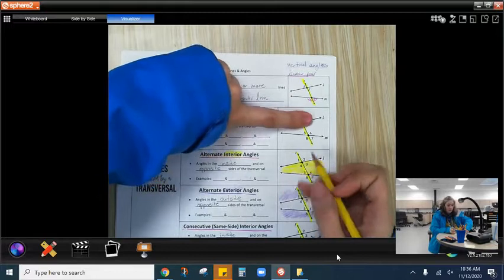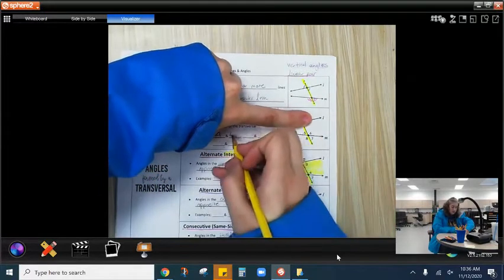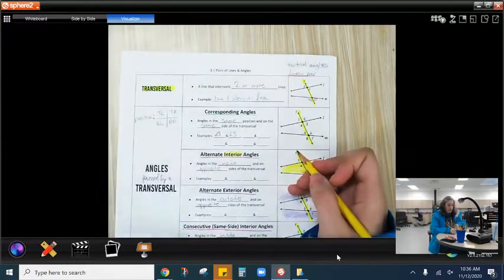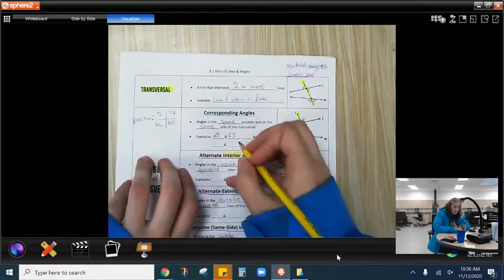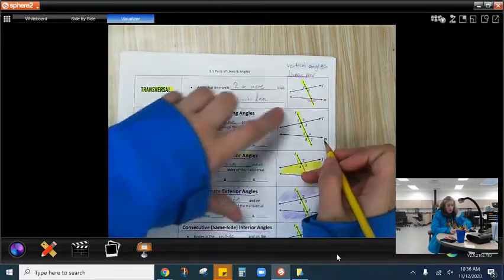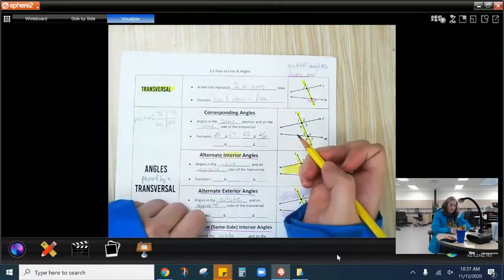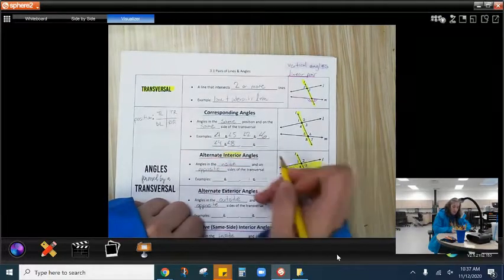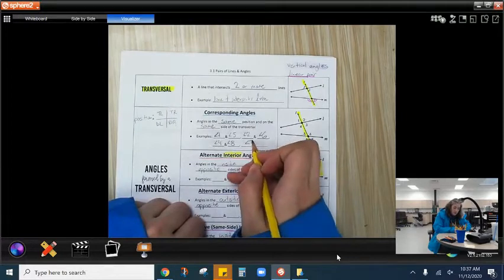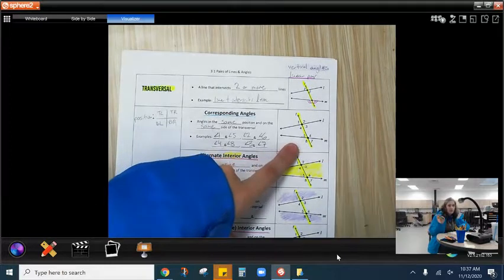If I cover up line L, which one is top left down here for M? Angle 5. That's top left. Then I do the same thing for top right: angle 2, and covering up L, angle 6. We can do the same thing for bottom left, which would be angle 4 and angle 8, and for bottom right, which is angle 3 and angle 7. So those are corresponding angles. They're in the same position, on the same side. Same position, same side.